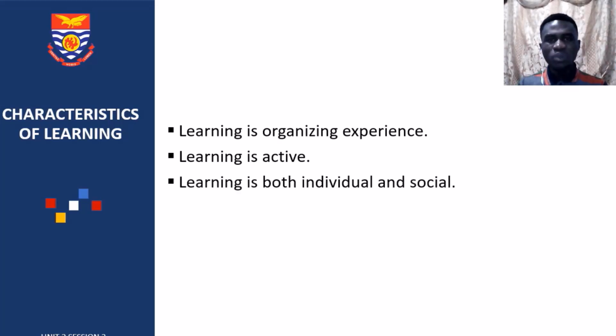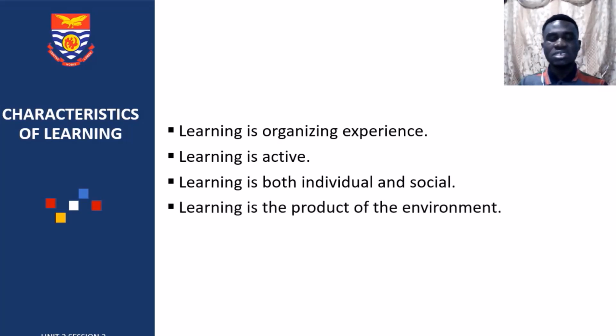And learning is both individual and social. So in learning, it is an individual activity, and it is as well a social activity because the learner is affected by his teachers, their friends, their classmates, their parents, the community members. All these individuals affect the way and manner in which a student learns. And the next characteristic is that learning is the product of the environment.